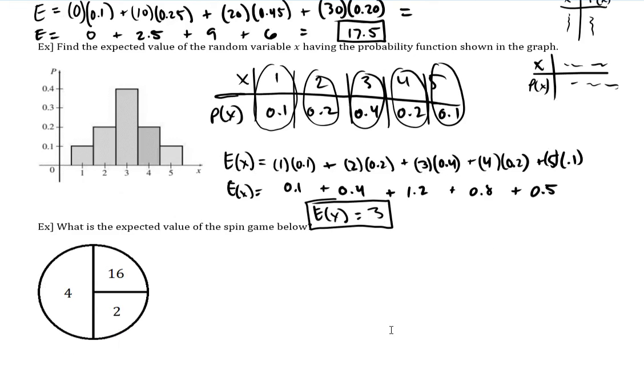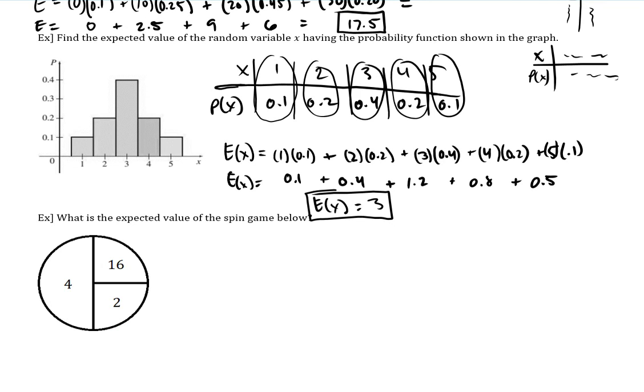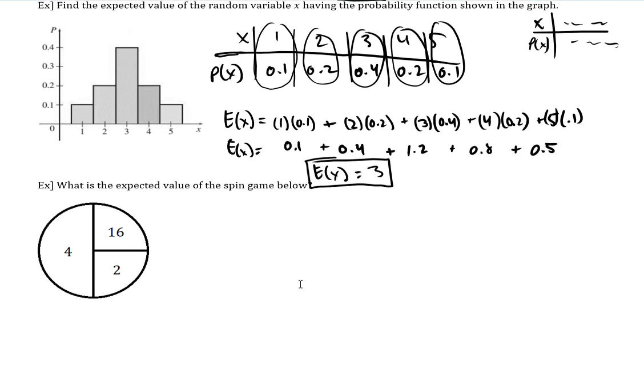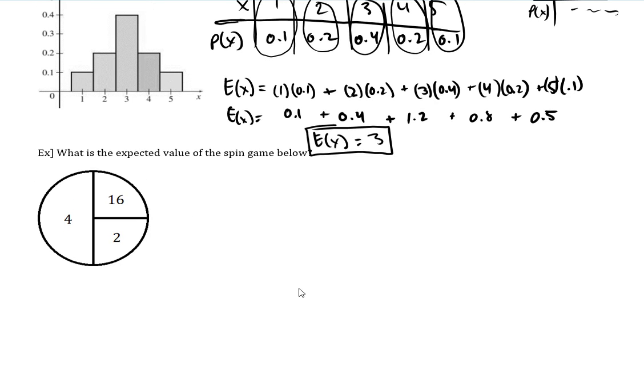Okay, so let's see one more example in this video. So here we've got a spin game. What is the expected value of the spin game below? They didn't show the little spinner. It's like Twister, where you flick this thing and it lands on a number.